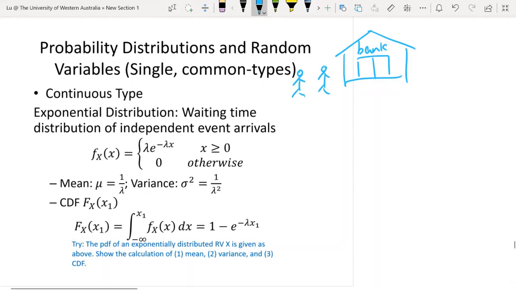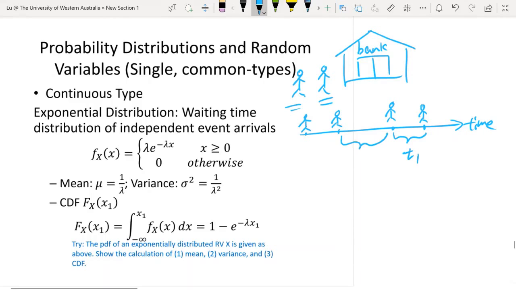So, of course, the arrival events of customers are individual events. If we draw a timeline, at different time instances the customers come into your bank independently, and the waiting time or arrival time, the time interval between any two customers coming into your bank, is denoted T1, T2. This T1 is not the exact arrival time, it is the time interval between two arrivals.